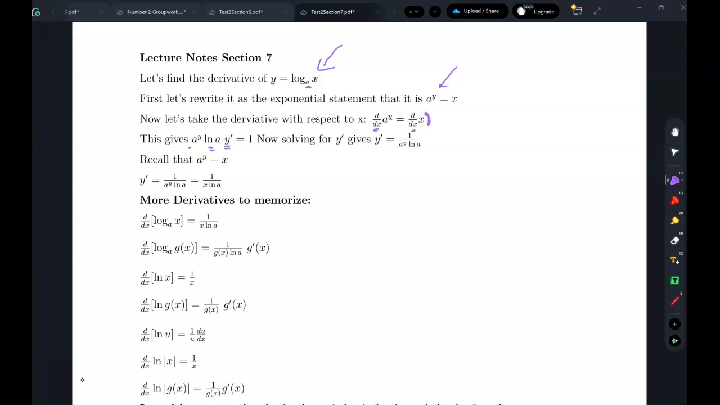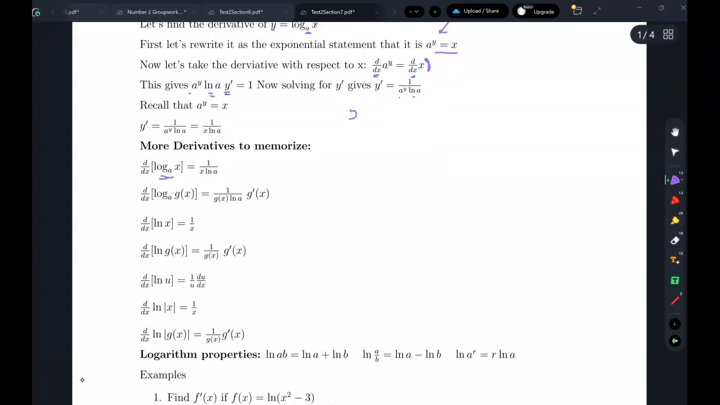So then if I want to solve for y prime, I'm going to divide through by a to the y and ln of a. And I remember a to the y is equal to x. There it is right there. So this is the derivative. So if my function is log base a of x, my derivative is 1 over x ln of a.